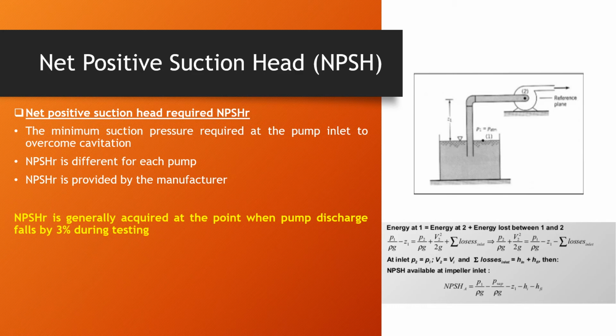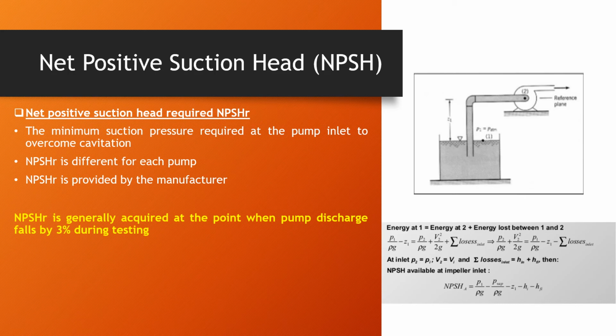So when you're actually operating the pump, you have to make sure that you have at least net positive suction head required plus a margin because of the 3% drop on the discharge rate. So plus a margin that has to be at least met by the net positive suction head available. Now on the right, you can see how we can actually calculate net positive suction head available.